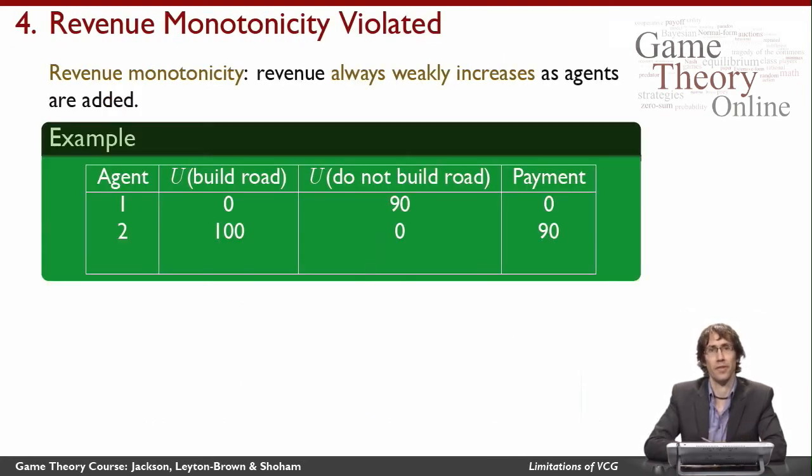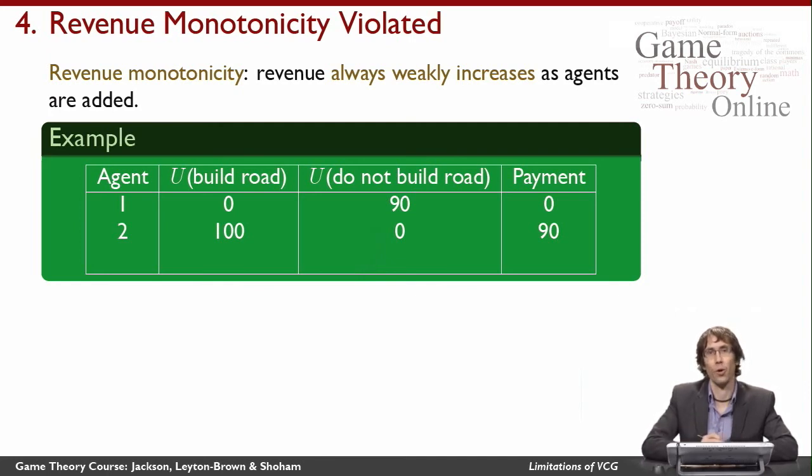Here's a fourth problem with VCG. Let's think about the notion of revenue monotonicity. This is a concept that seems very intuitive and natural to us for a mechanism, that the revenue that a mechanism would obtain would always weakly increase as I add agents to the mechanism. So you might kind of intuitively think that if I'm running a mechanism, it's always good to attract more participants to the mechanism because that can only increase my revenue. But it turns out this isn't true under VCG.